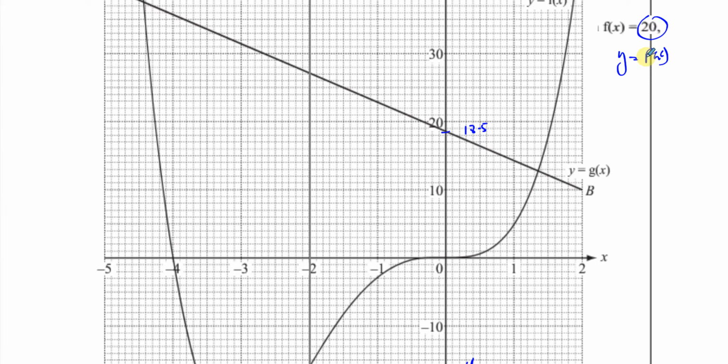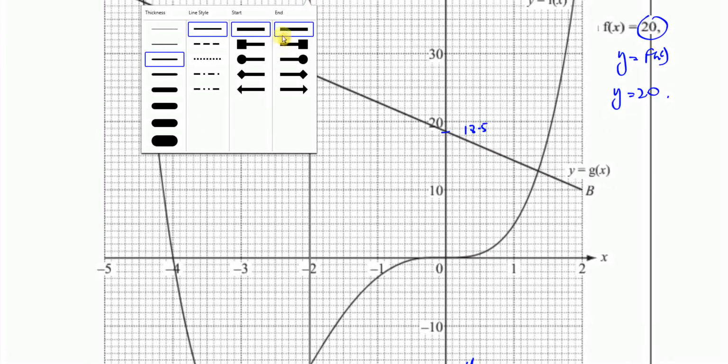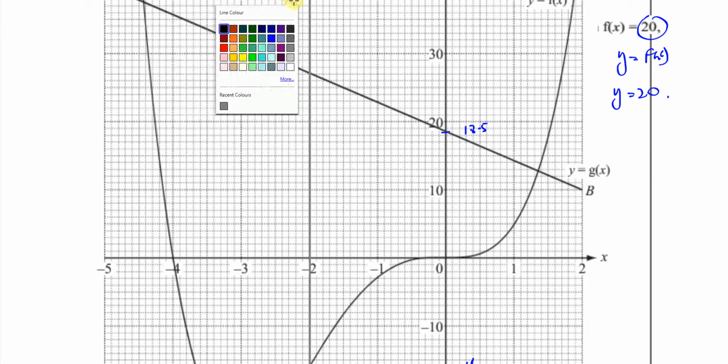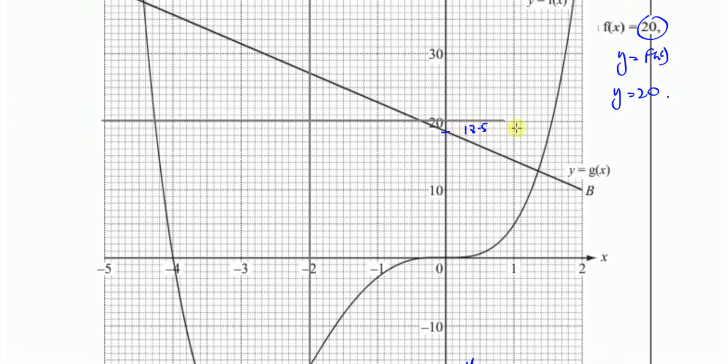So what we're going to do here is draw the line y equals 20 instead of x equals 20. If it was f(20), I'd draw x equals 20. If it's f(x) equals 20, I'll draw the line y equals 20. I'm going to draw the line y equals 20 and see where it hits the curve. So y equals 20 is going to be this line over here.